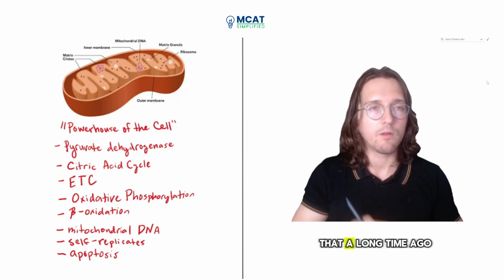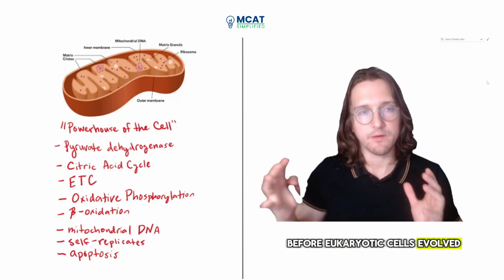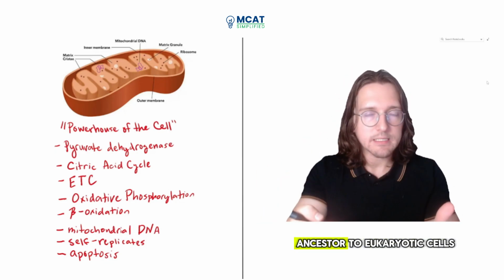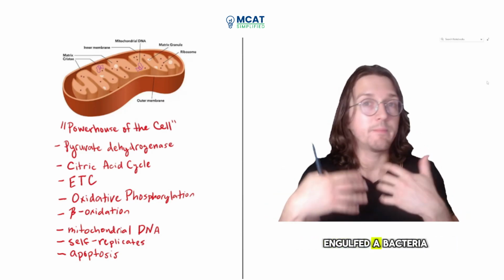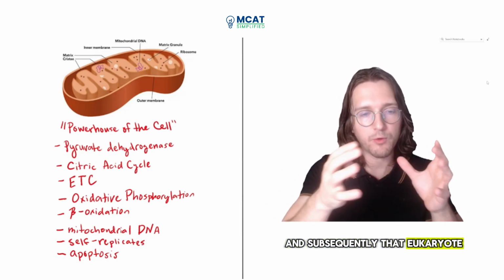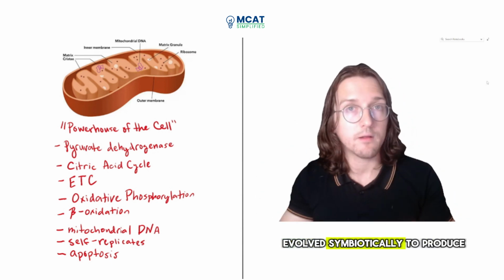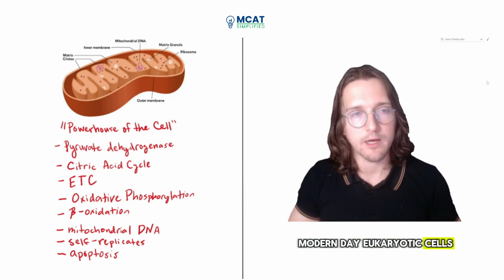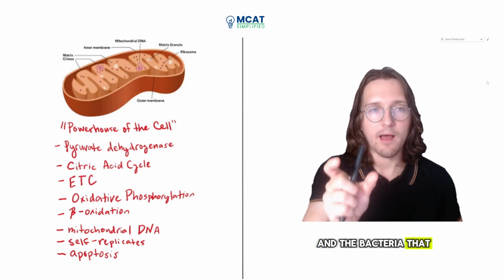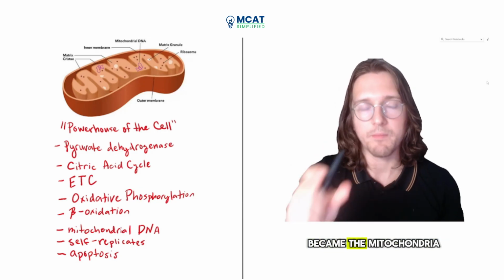And then a really interesting thing about mitochondria is there is something called the endosymbiotic theory, which is the theory that a long time ago, before eukaryotic cells evolved, the precursor, the ancestor to eukaryotic cells engulfed a bacteria. And subsequently, that precursor and the bacteria inside it evolved symbiotically to produce modern-day eukaryotic cells. And the bacteria that was engulfed by that cell became the mitochondria.